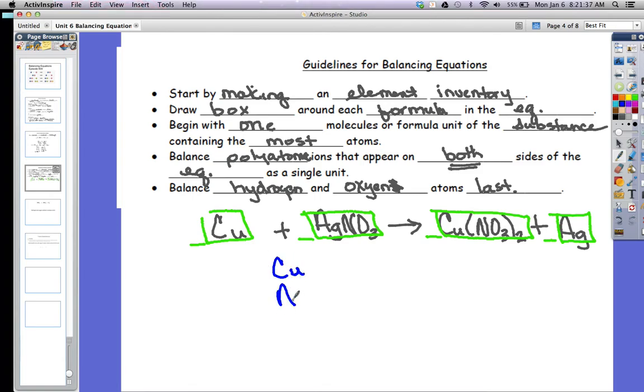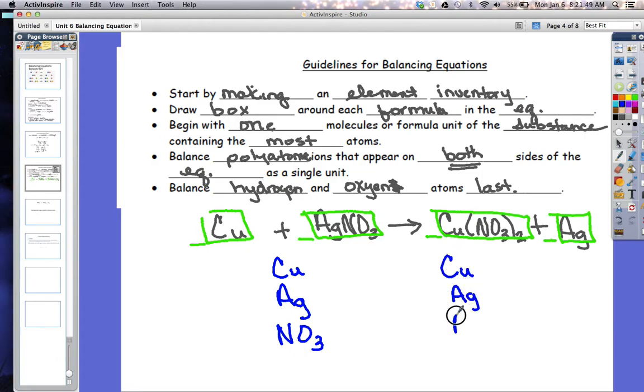We have copper, silver, and we have NO3 over here and over here. It's the same polyatomic ion, so we are going to treat that as a single element. Even though it's not an element, we're going to pretend like this is one thing because it's the same on each side of my equation. So now my polyatomics is taken care of.